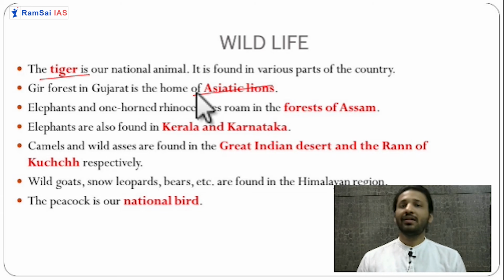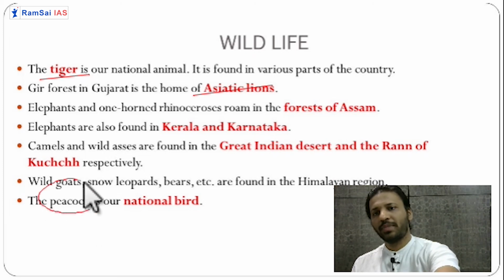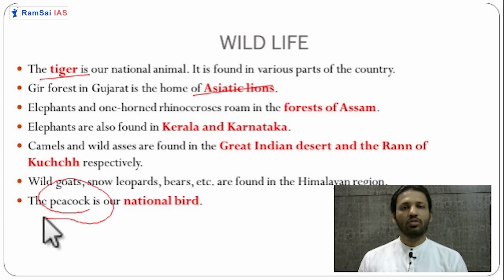In the Himalayan regions you will find Himalayan leopards. You will find goats called Himalayan tahrs. Then you will find Himalayan bears, which are very huge bears. So these things are very important. Our national bird is the peacock. Though we know these things, somewhere concretely they are not mentioned in many books, but the class six NCERT's last chapter mentions this. So this is very important.